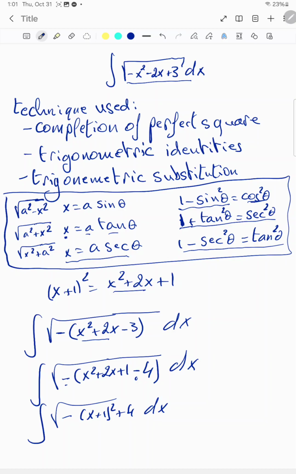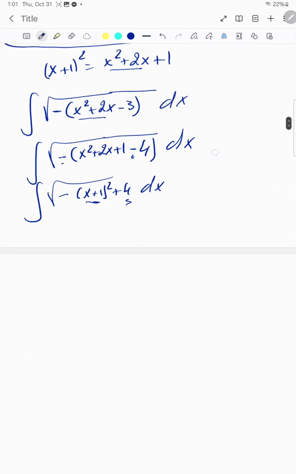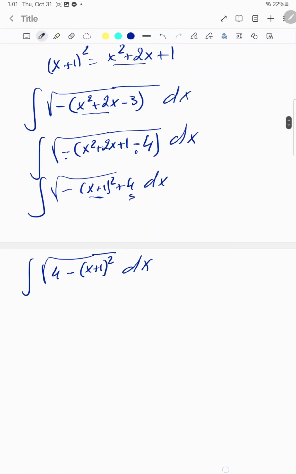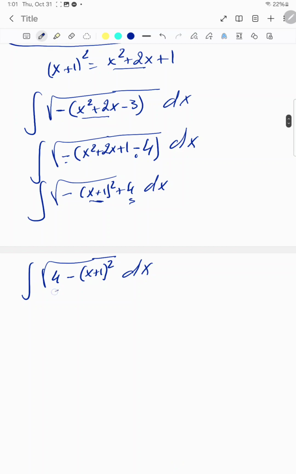But I wanted a squared minus x squared, and this is a variable. This is my x and this is my a. So I will rewrite it as a squared minus x squared. It becomes 4 minus x plus 1 squared, dx. Now I know that 4 is a perfect square and x plus 1 squared is a perfect square. So my 4 is my a squared, and the x plus 1 squared is my x squared.